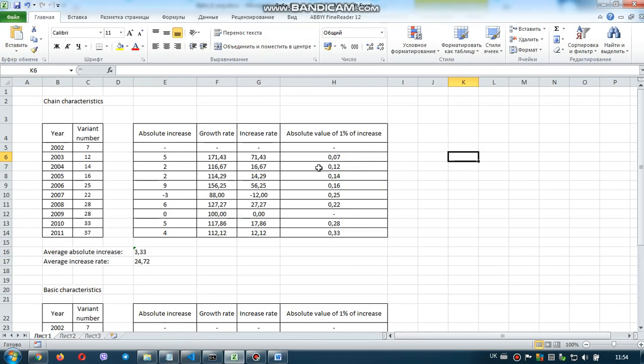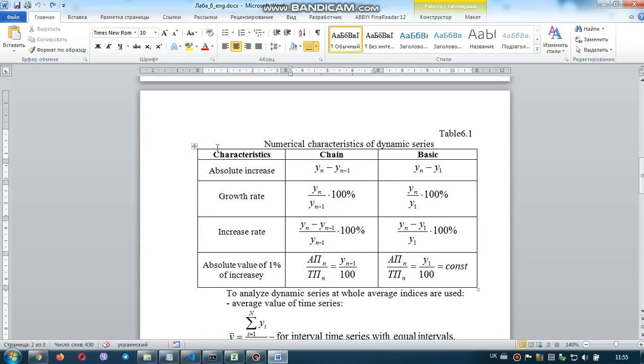It looks like that. Next value, previous value, and in such a way up to the end of the column. Next value, previous value, and as a result you obtain this data. In the same way the growth rate is calculated, but according to the formula of the growth rate.